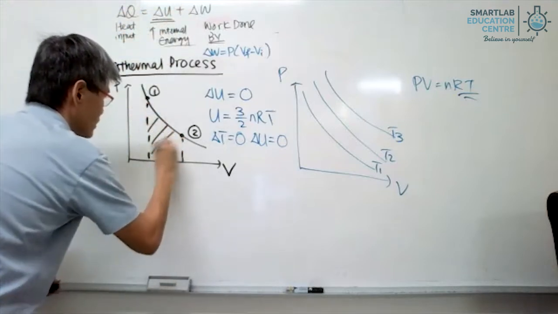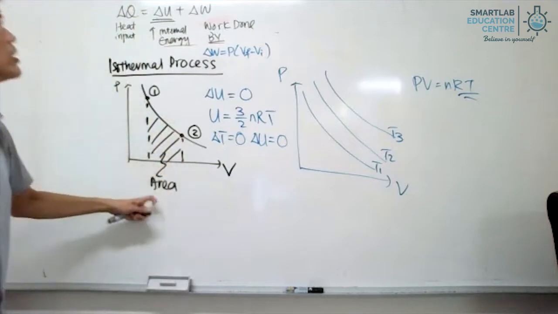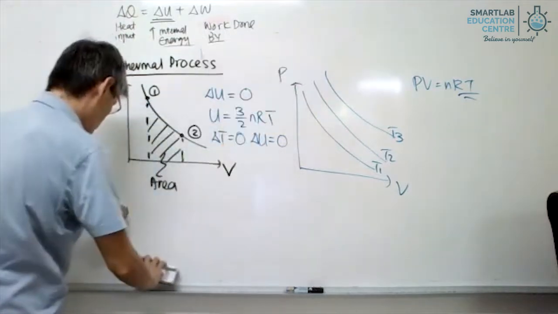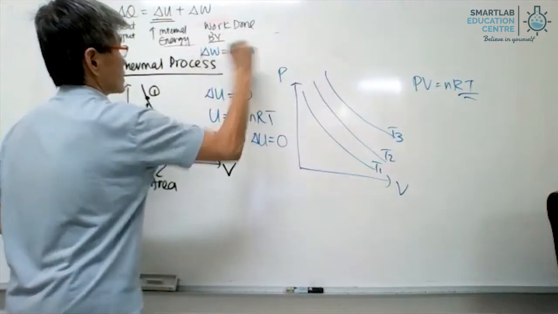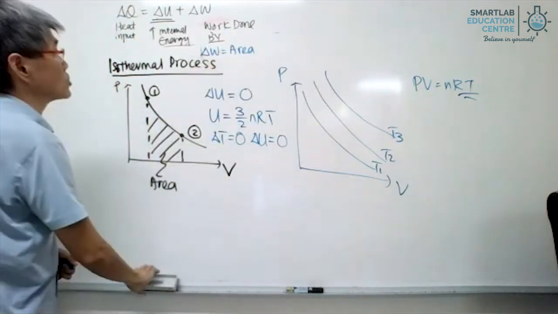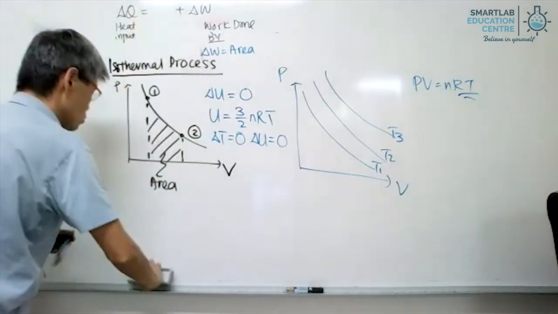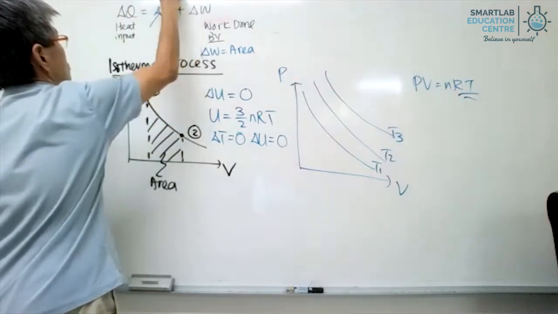So the area under this graph here, this area will now be the work done. So your work done will be the area under the graph, and more importantly, we all know that as far as change in U is concerned, it is 0. So the change in U goes away. We cancel it because it's a 0 value.